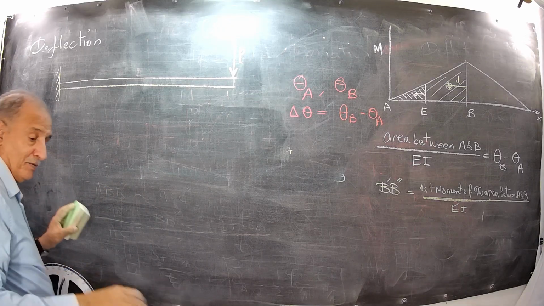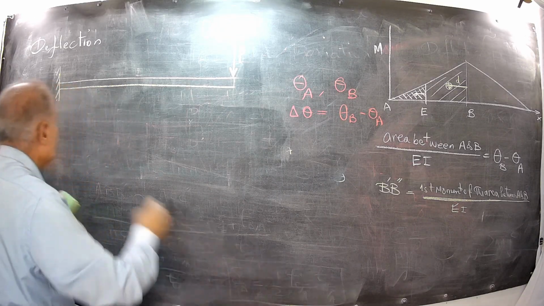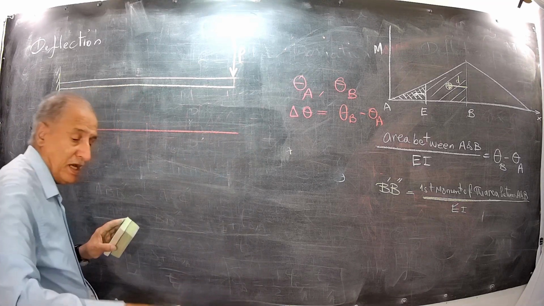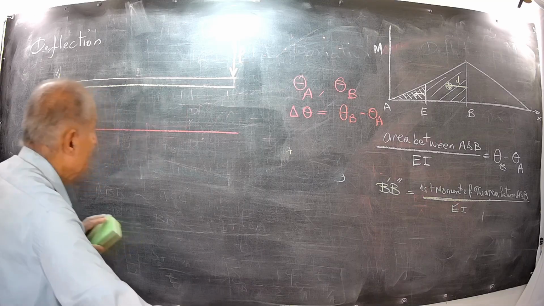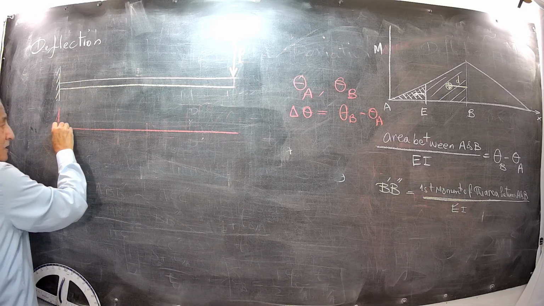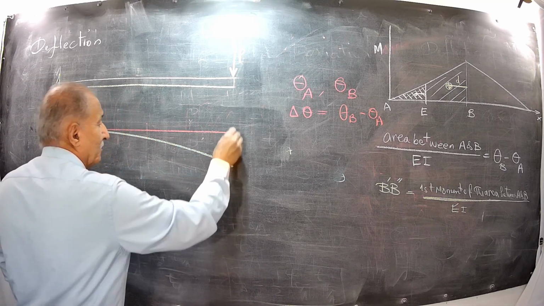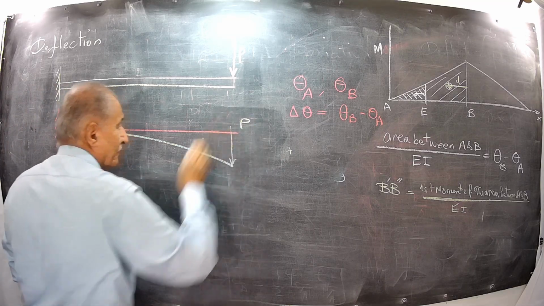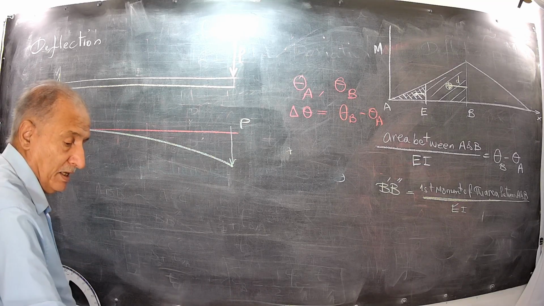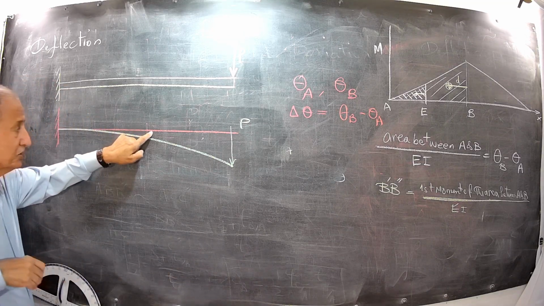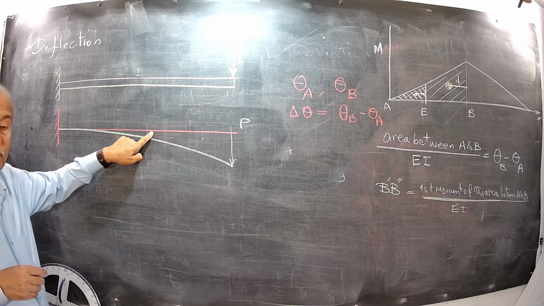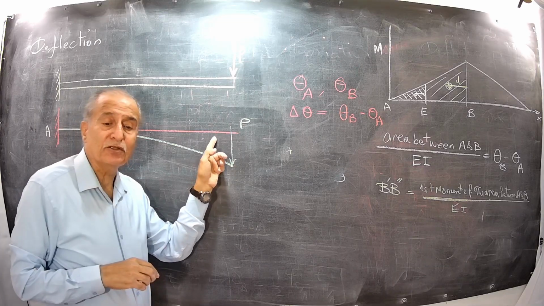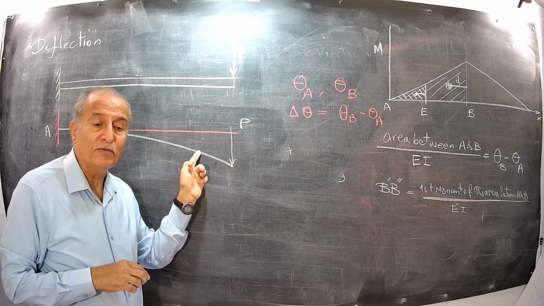Use this shape, with a load at the free end. If deflected, we show the beam as a straight line, and the deflected shape is like that under the load P. This is the original configuration of the beam. This is the tangent to the deflected shape of the beam.